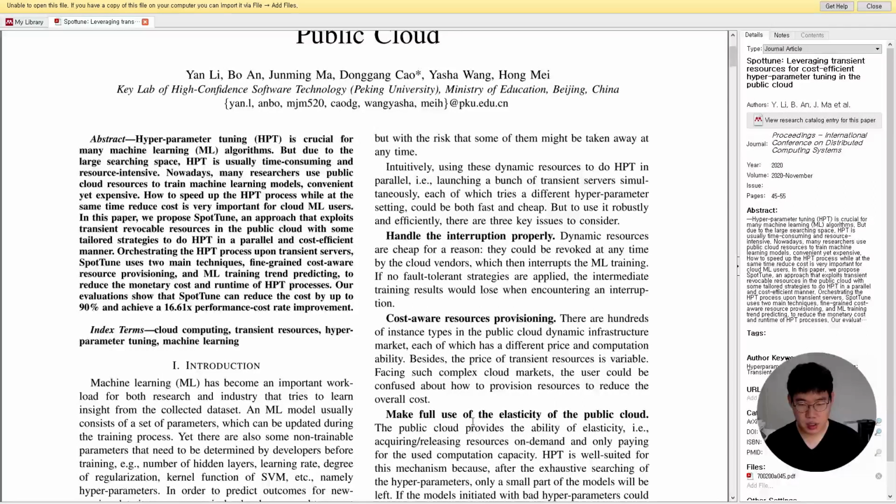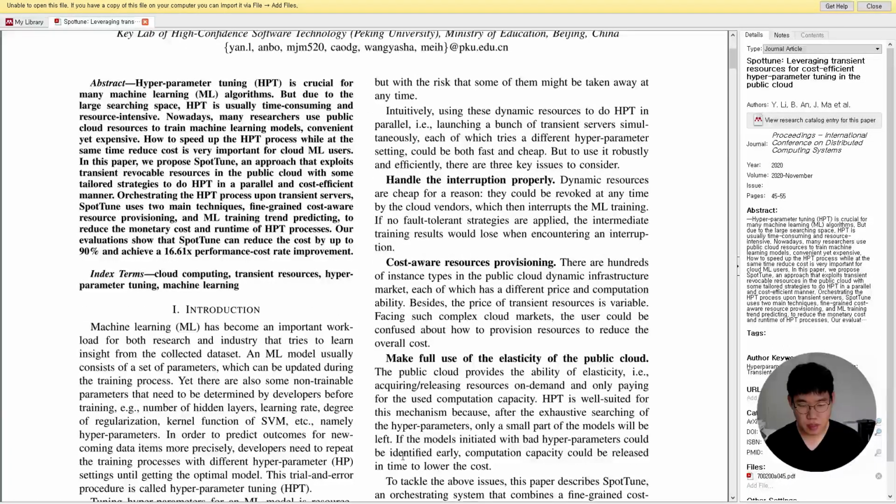Make full use of the elasticity of the public cloud. The public cloud provides the ability of elasticity: acquiring and releasing resources on demand, and paying only for the computation capacity used. HPT is well suited for this mechanism because after the exhaustive search of the hyperparameters, only a small part of the models will be left. If the models initiated with bad hyperparameters could be identified early, computation capacity could be released in time to lower the cost.